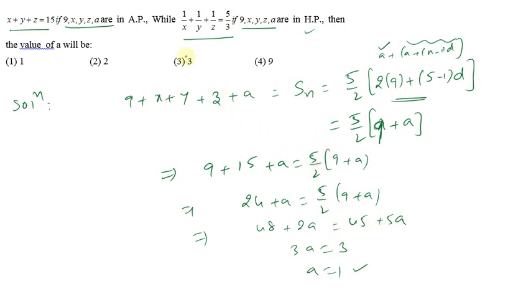a is equal to 1. Already you got a is equal to 1. The option is also given, but why it is given, it is unnecessary to us. Okay, anyhow, let me cross check this. Now continue with the same problem. So this time it is given 1 by x plus 1 by y plus 1 by z is equal to 5 by 3. Okay, so let me cross check this.